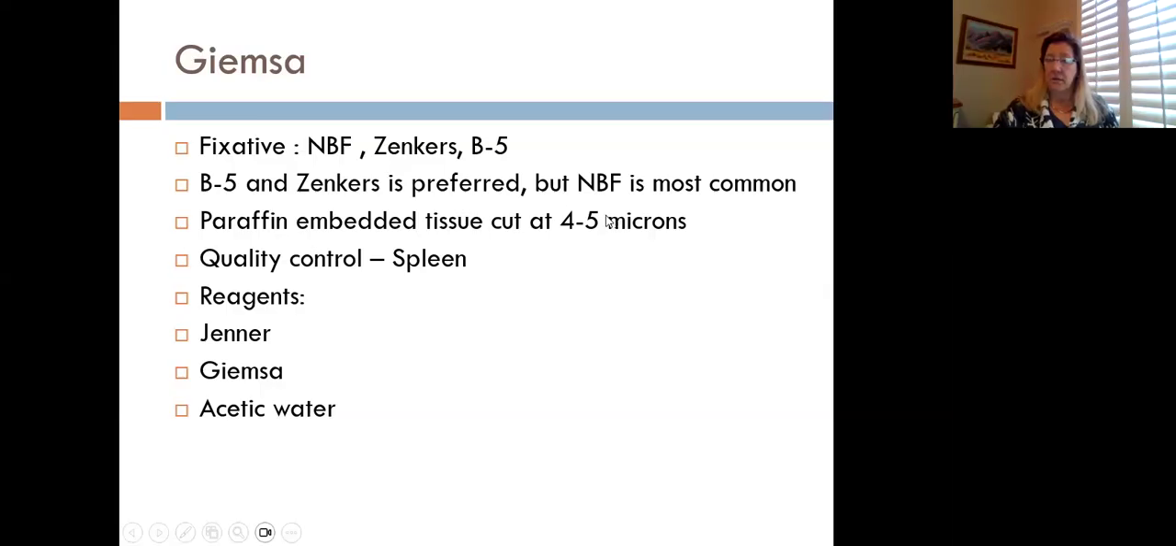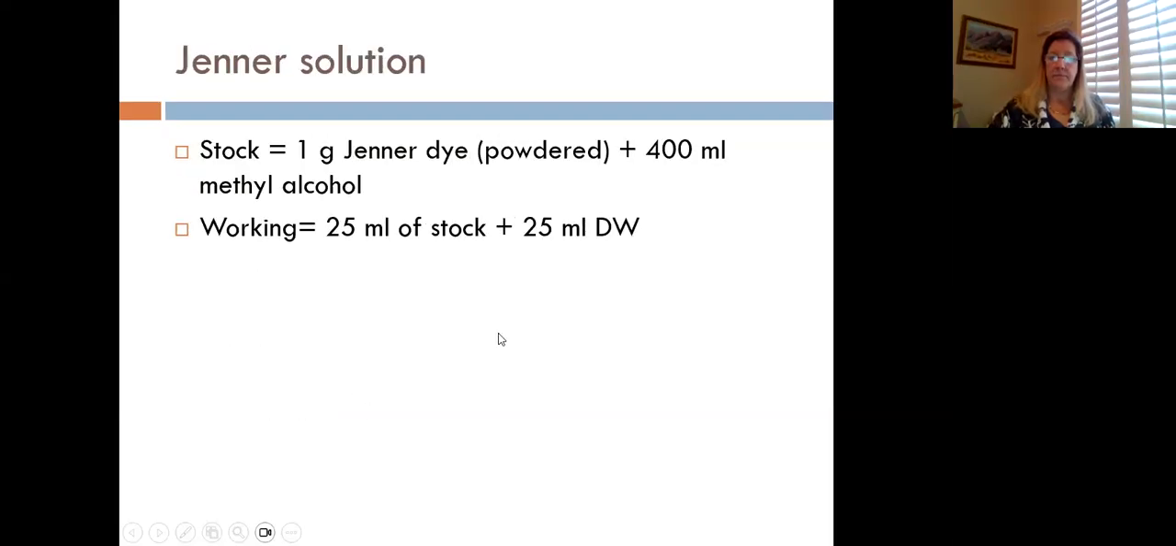It's a paraffin embedded tissue, cut at 4 to 5 microns. Its quality control is spleen, because we know spleen is a hematopoietic tissue. So there are some reagents that are intermixed in here. There's Jenner's solution, there's Giemsa solution, and there's acetic acid.